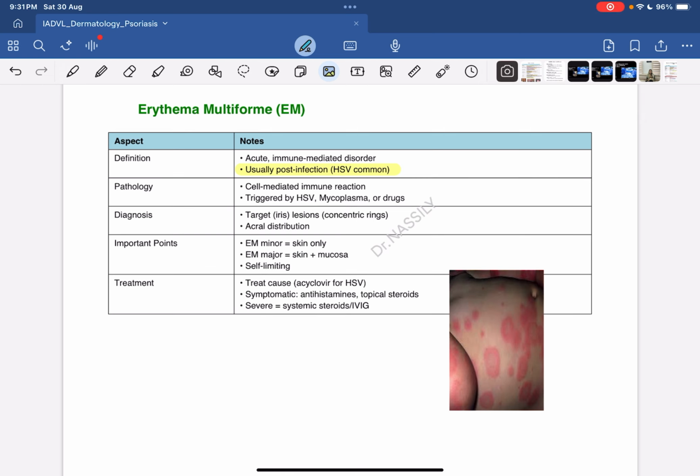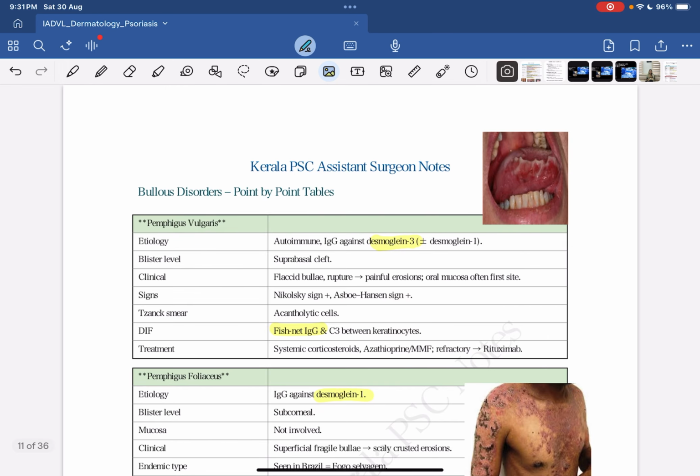Treatment is to treat the cause, like acyclovir for HSV, symptomatic treatment such as antihistamines or topical steroids, and in severe cases, give systemic steroids or IVIG.